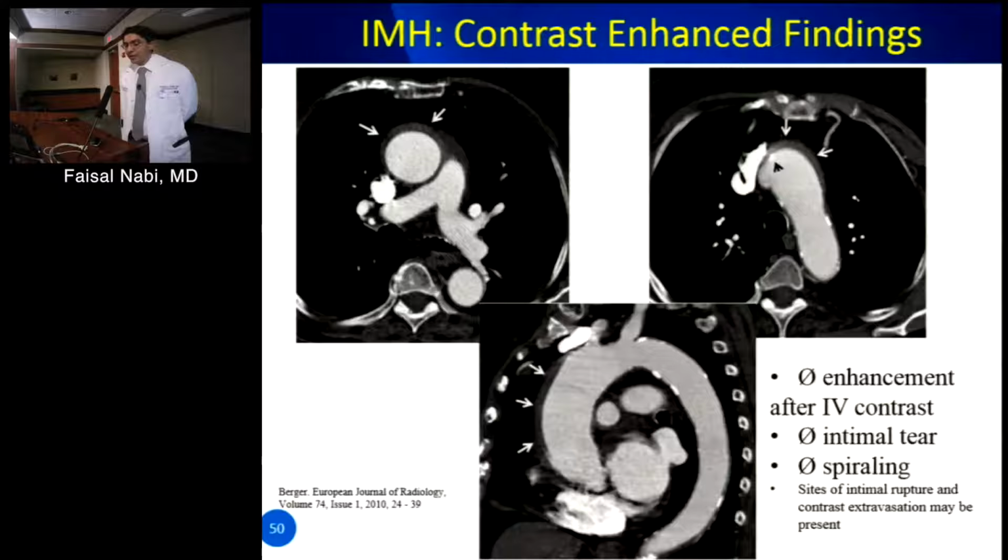With CMR and the ability to use our tissue probing techniques where we can actually identify thrombus, it can be an easier diagnosis to make.